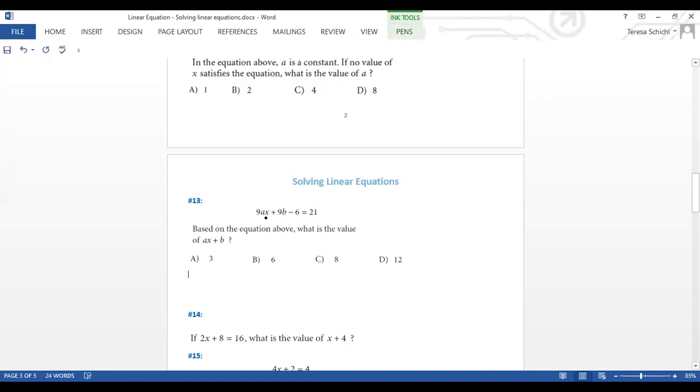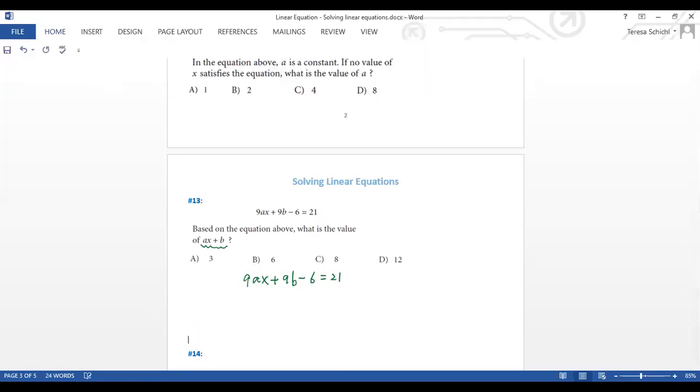This one here is 9ax plus 9b minus 6 equals 21. They want us to solve for ax plus b. So we have 9ax plus 9b minus 6 equals 21. Let me get a few more spaces here. So in here, we want ax plus b.